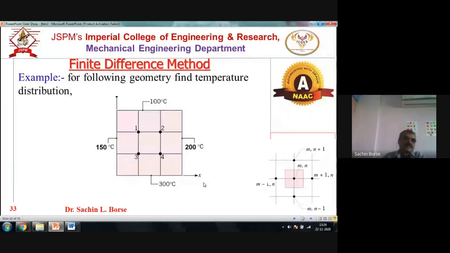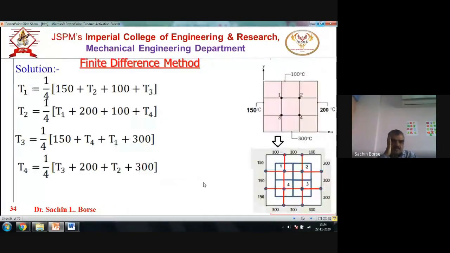Now, we have to split equally. So we get the four nodes, one, two, three, four. Okay, move further. Now what do you do now? You just write the equation at node number one. I just told you it is the steady state heat conduction, so it is a steady state and without heat generation. So temperature at node 1 is just the average of surrounding temperatures.